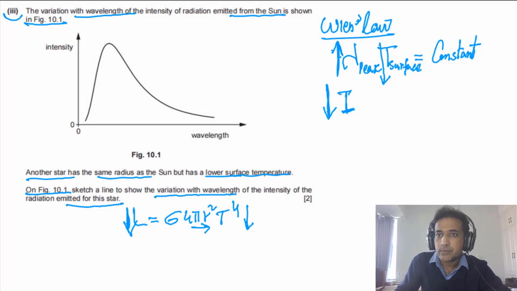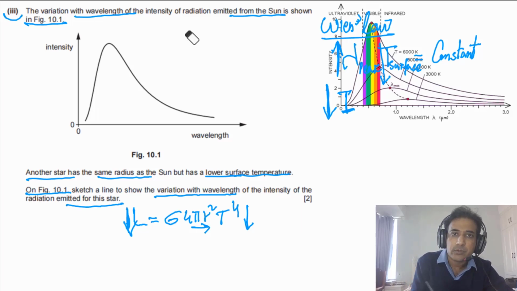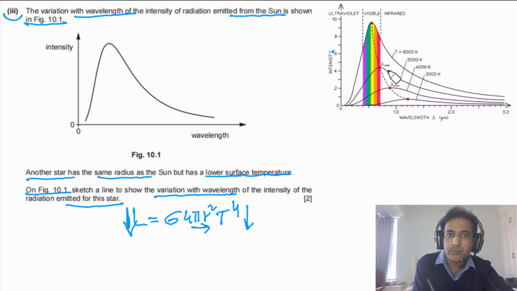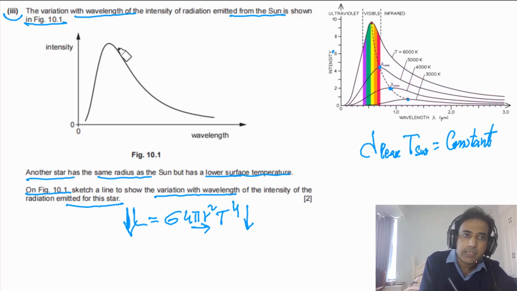Before we sketch the curve, let me show you this figure. Understanding of this figure is important, so you can see the trend here. When lambda is longer, how about intensity? You can see as lambda is getting longer, peak intensity is decreasing. This is the main concept you need to understand, that lambda peak times surface temperature T is equal to a constant, and this is based on Wien's displacement law. And based on this we need to sketch the curve now.